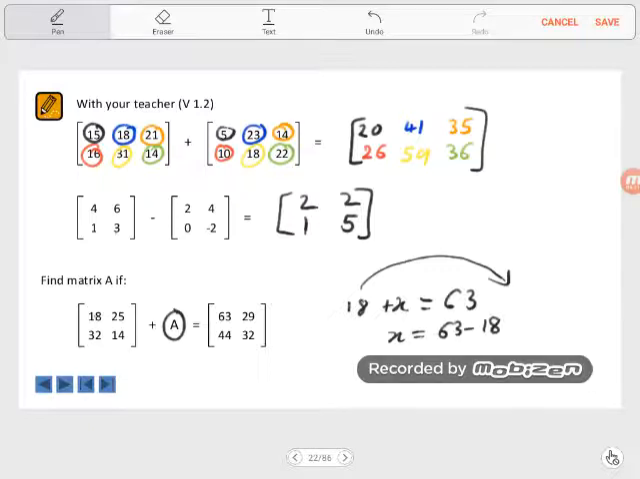So what does that give us? 48. So that means that the first element of this matrix, row 1, column 1, would need to be 48, because then 18 plus 48 would give 63. Okay, you might want to pause the video and see if you can work out what all the others are.